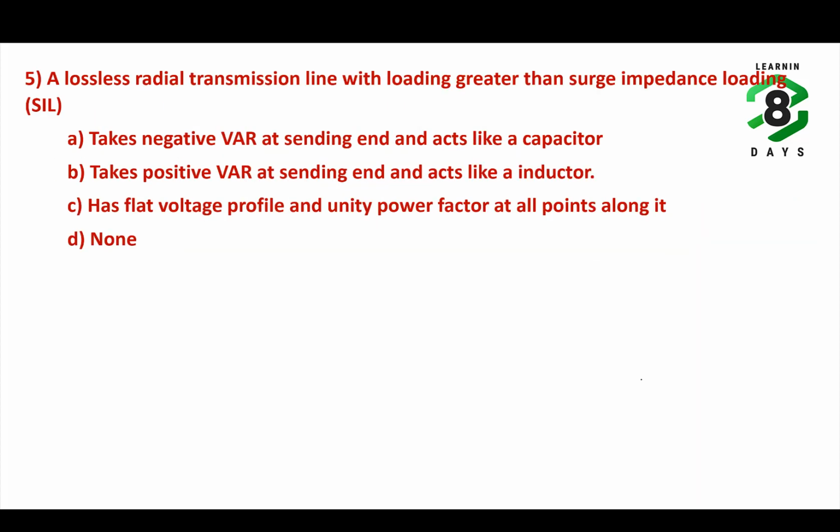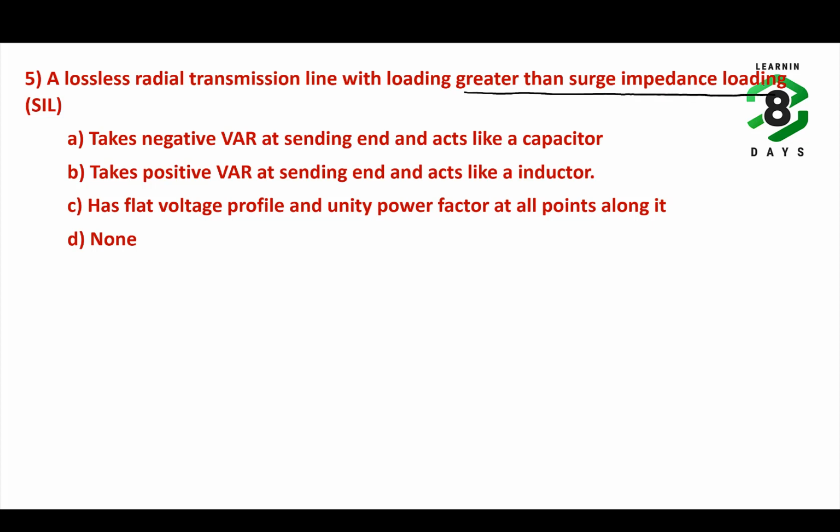Now the fifth question is, a lossless radial transmission line with loading greater than surge impedance loading, what will happen? So if you load a lossless transmission line with a loading greater than surge impedance loading, what will happen? See, this is the normal loading that we use. This is the most economical or practical loading. That means we always load our transmission line greater than the SIL for economic reasons.